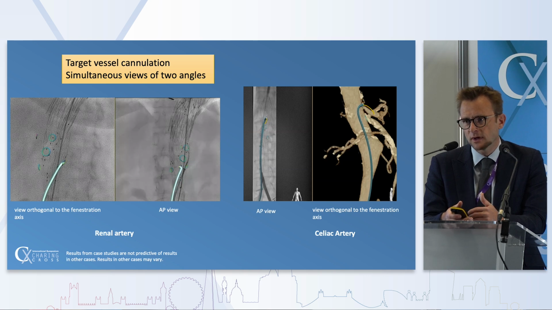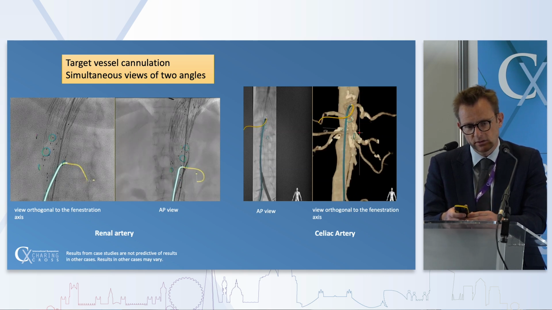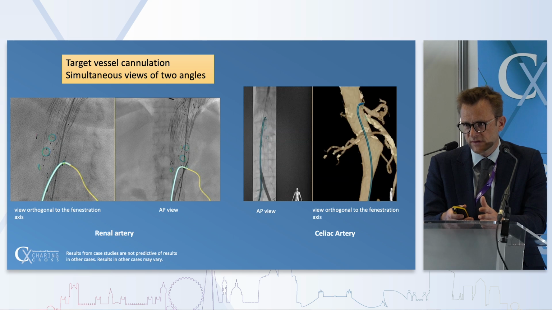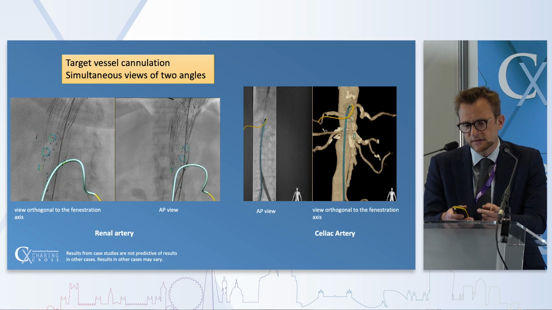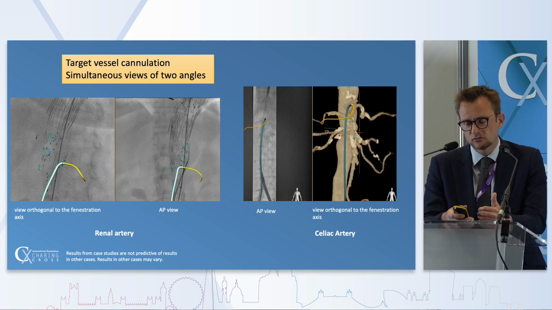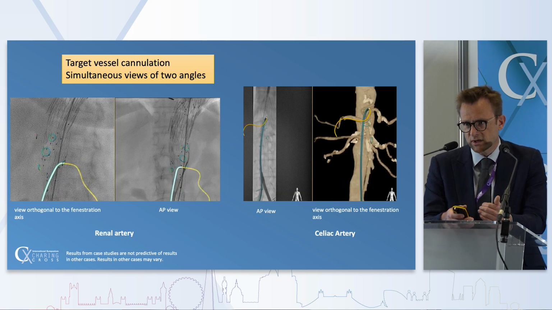But of course, it's more interesting for more complex phases of the procedure, such as target vessel cannulation. And what is really interesting with this technology is the ability to see multiple views and in real time. Look at the example of the celiac artery cannulation. The operator uses the profile view to cannulate the ostium of the celiac artery, and then you can switch to another view to see in which branch exactly your wire is going in. And here it was the hepatic artery.